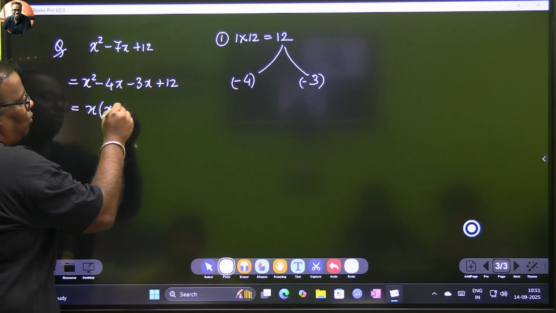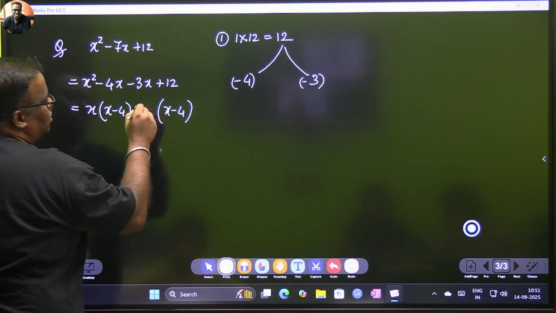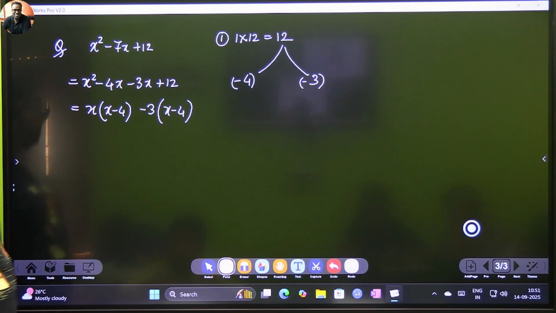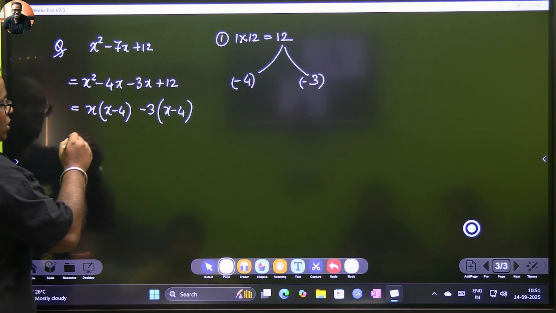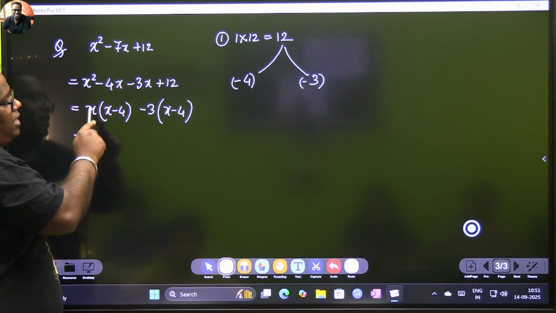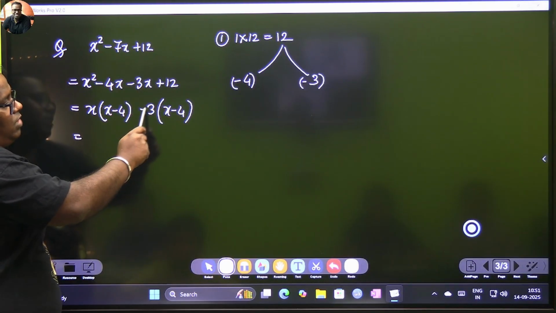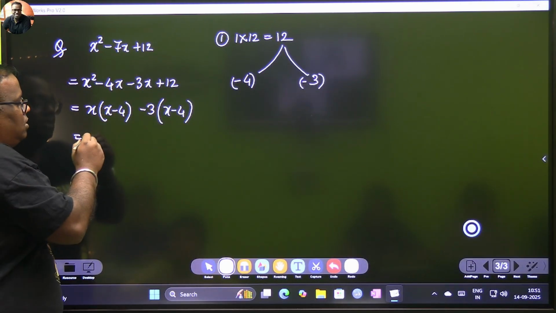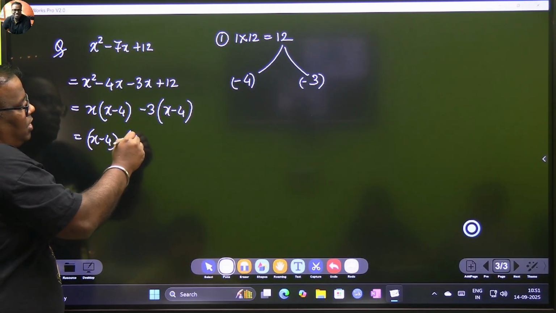Now start taking your common factors. X minus 4, and I know that I will get an x minus 4. So just take a negative 3 out here. Negative 3x and positive 12. Now check at this stage. X into x, x squared. X into negative 4, negative 4x. Negative 3 into x, negative 3x. Negative 3 into negative 4, positive 12. So this gives you x minus 4 is your cow, and you get x minus 3.